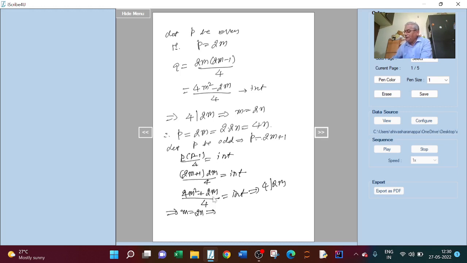So P is equal to 2M plus 1. What is our M here? M is equal to 2 into n. So this becomes 4n, P equal to 4n plus 1. So P is either equal to 4n or P is equal to 4n plus 1. If G is a self-complementary graph, then the number of vertices is of this form, either 4n or 4n plus 1. Okay, thank you. I'll stop here.